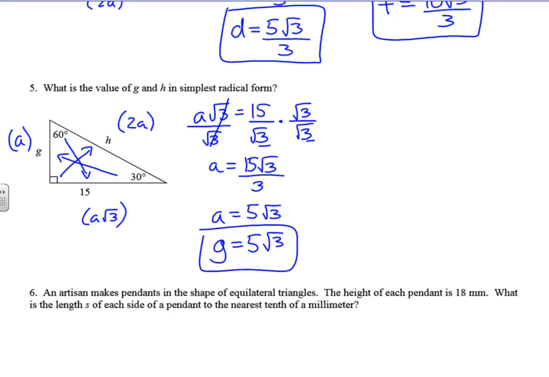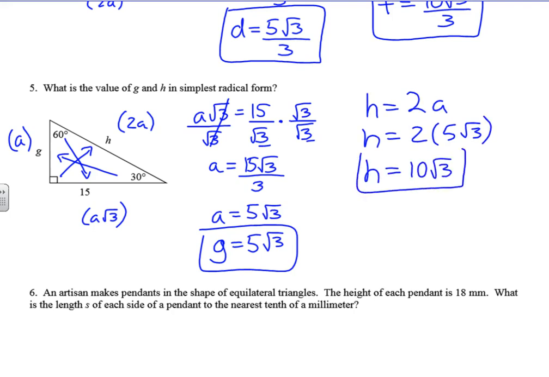Okay, and now we have to get H. So H is 2A, and again, A was 5 times the square root of 3. So when we multiply those two together, we get 10 times the square root of 3.